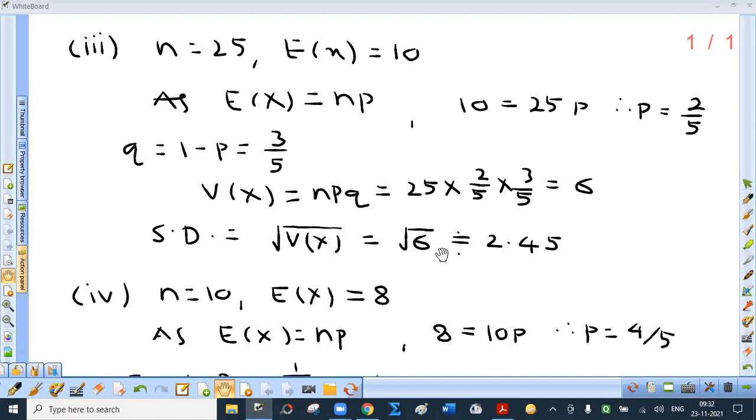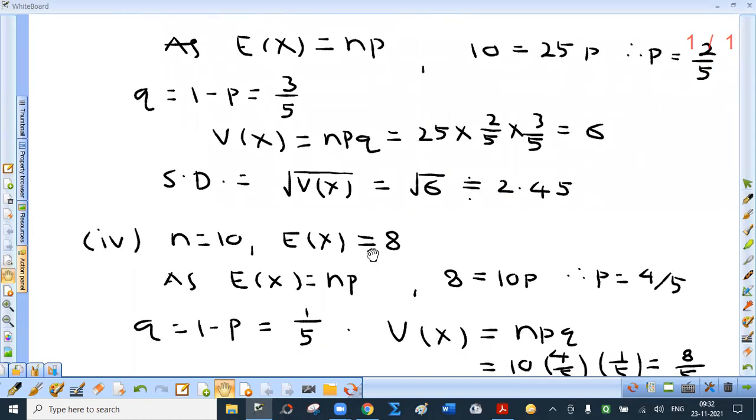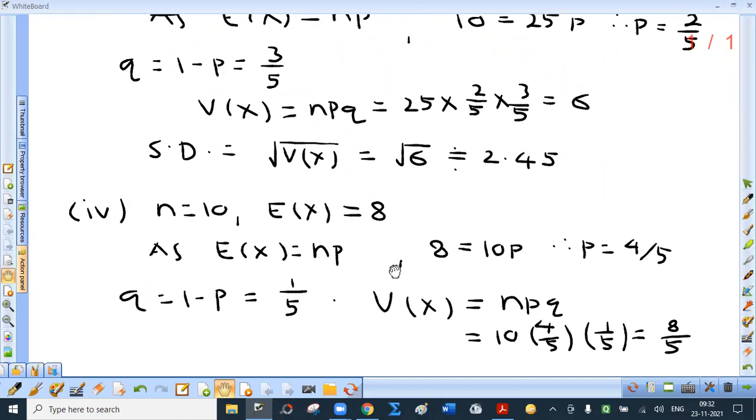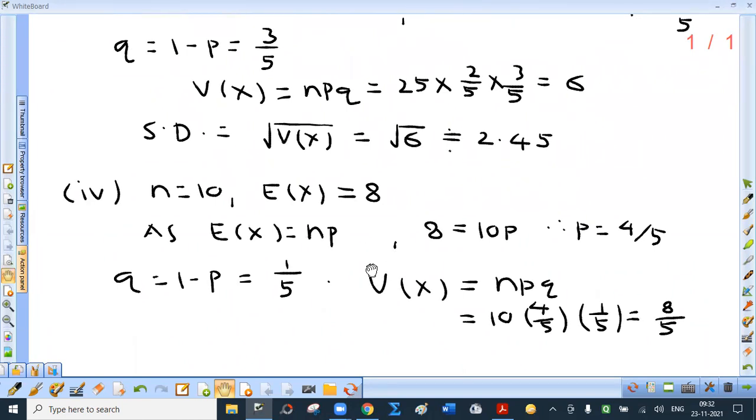2.45. Fourth one, N is given to be 10. E of X is given to be 8. But E of X is NP. So that gives me P as 4 by 5. So what is Q? 1 by 5. What is variance? NPQ. So 8 upon 5.